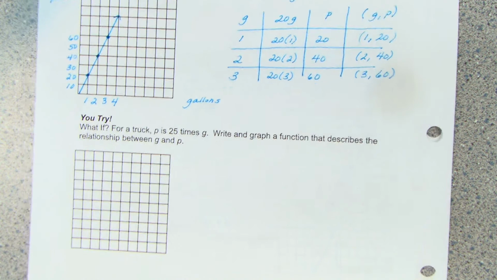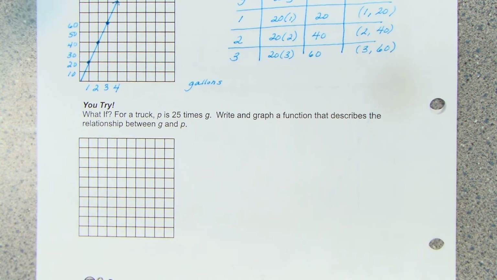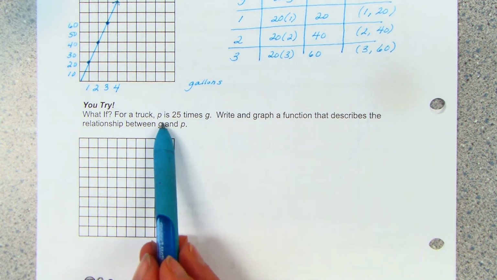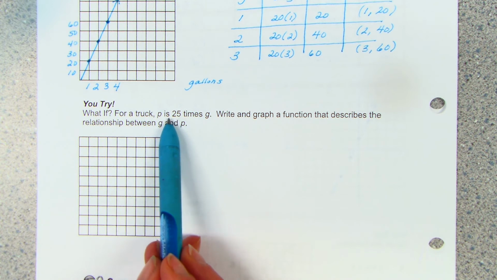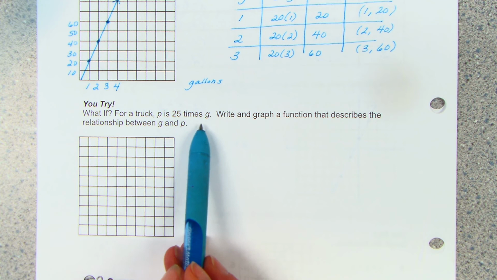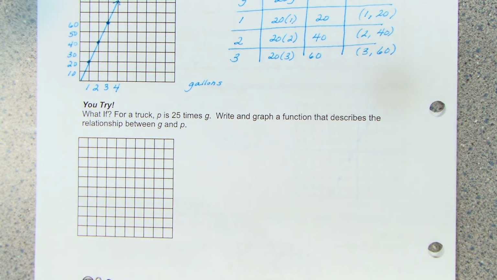because it is proportional. All right, then you have a similar problem where for a truck, because the truck is bigger, P is going to be 25 times G. So a little practice there.